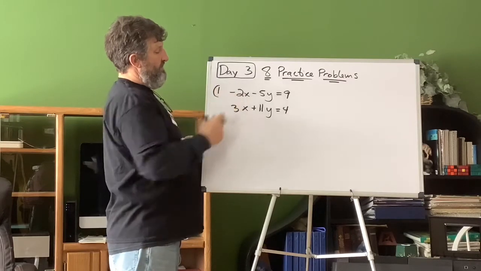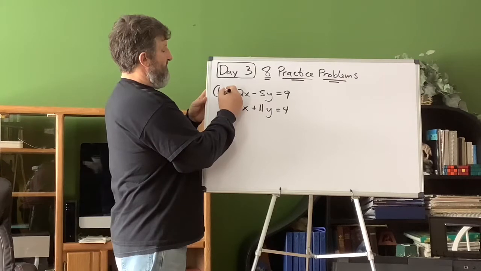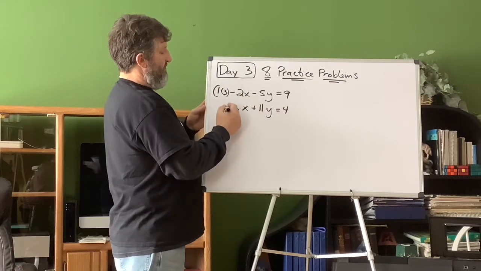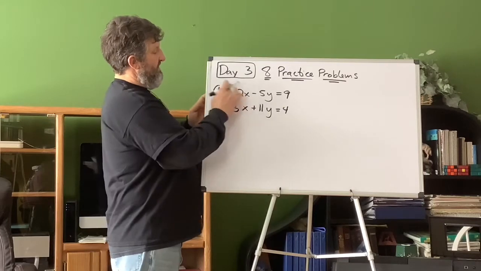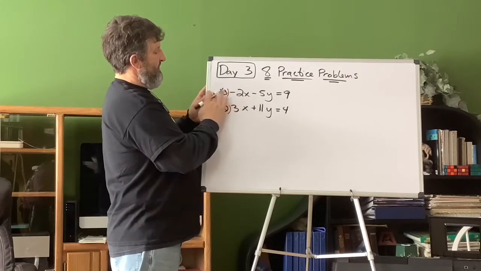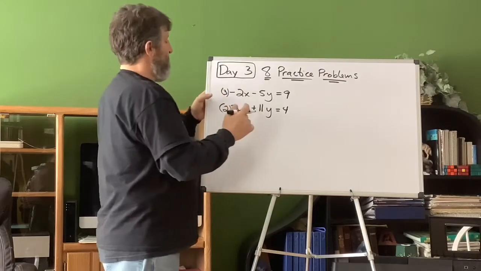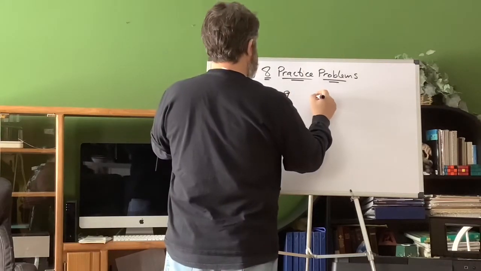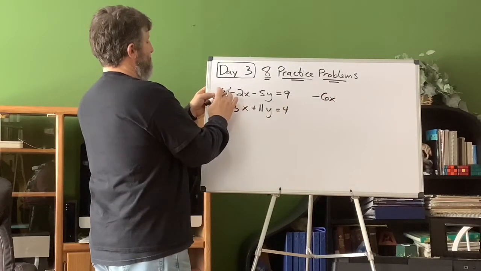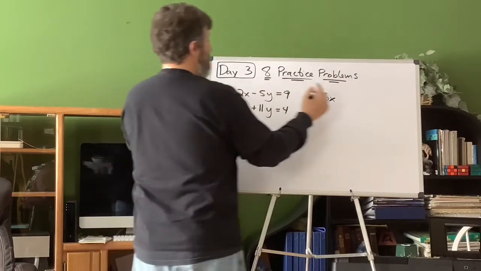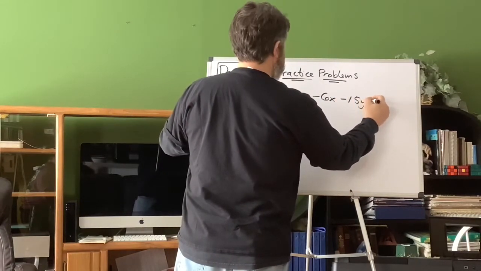What am I going to do here to get my 2 and my 3 to match up? Well, watch what I do. I just multiply the top by 3, and I multiply the bottom by 2. See how that's going to get my x's to match up? Because 3 times negative 2 is negative 6x. Now remember though, you got to multiply all 3 parts, okay? Negative 15y equals 27.